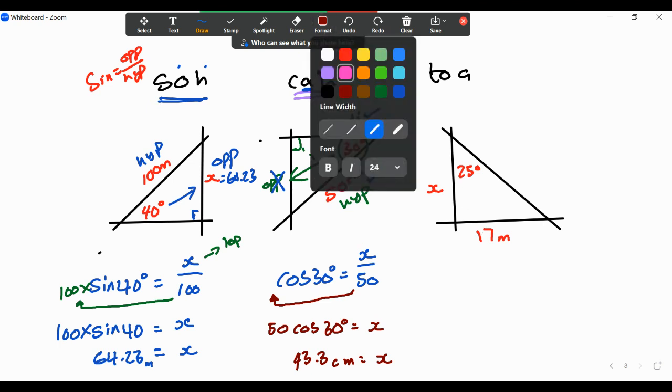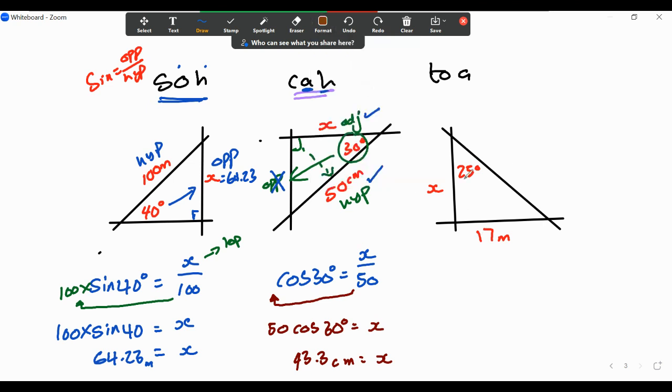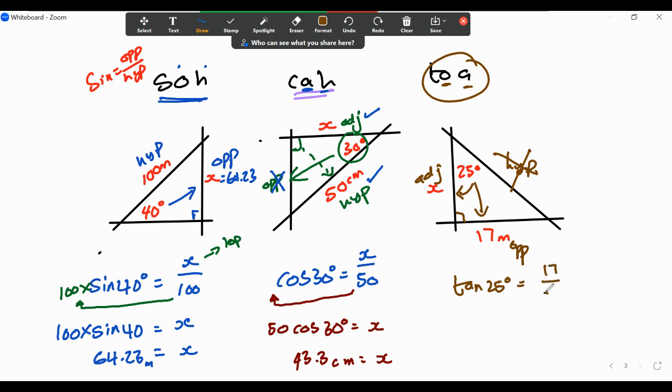It's a side length. The next one, this is my opposite side. This is right next to it, adjacent side. And this is my hypotenuse. I don't need my hypotenuse. So I'm going to use TOA, opposite and adjacent. So we're going to write tan 25 degrees equals 17 over x.